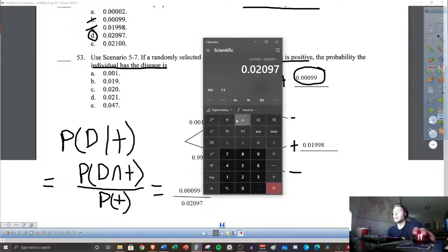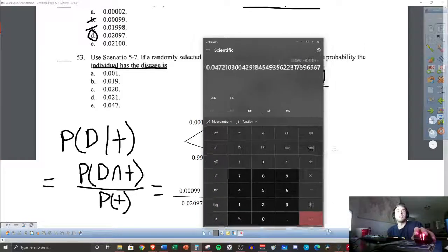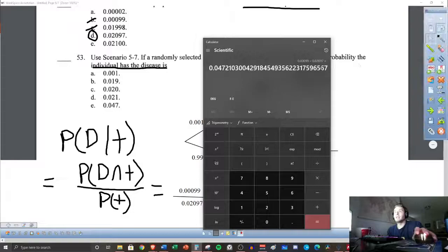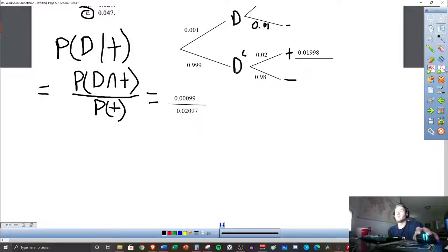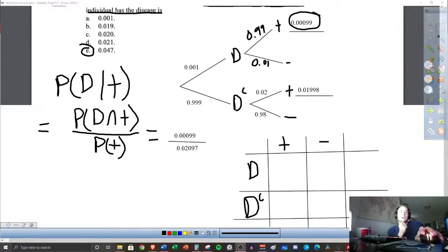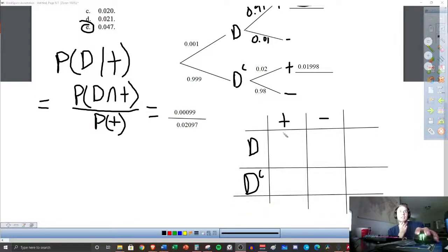So we need 0.00099 divided by 0.02097. All right, and we're going to round that. I don't know if y'all can see that. There you go. So E is going to be the best choice for this. That's our answer. Now let's show this in a two-way table, okay? So let me go ahead and construct one. All right, I've set mine up here, and let's talk about this.